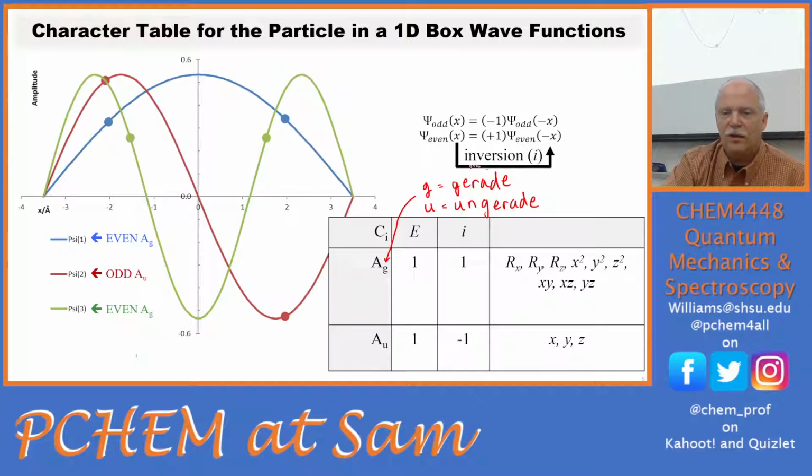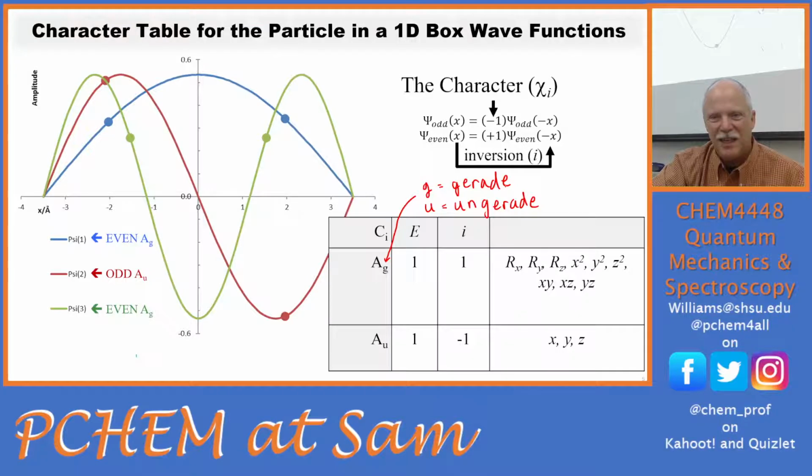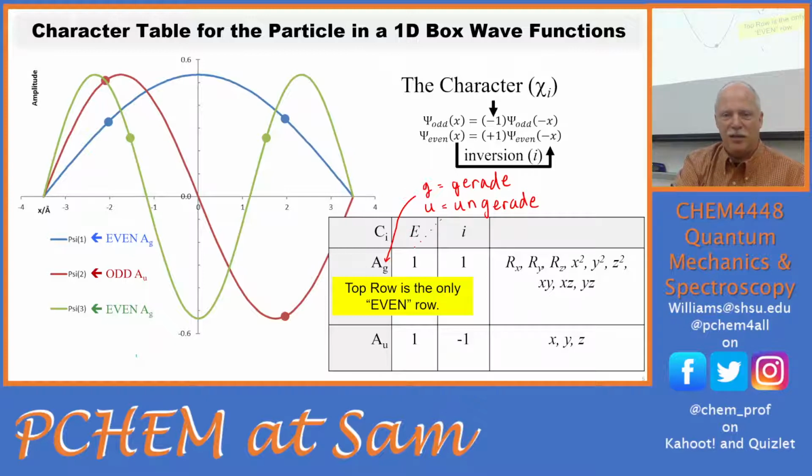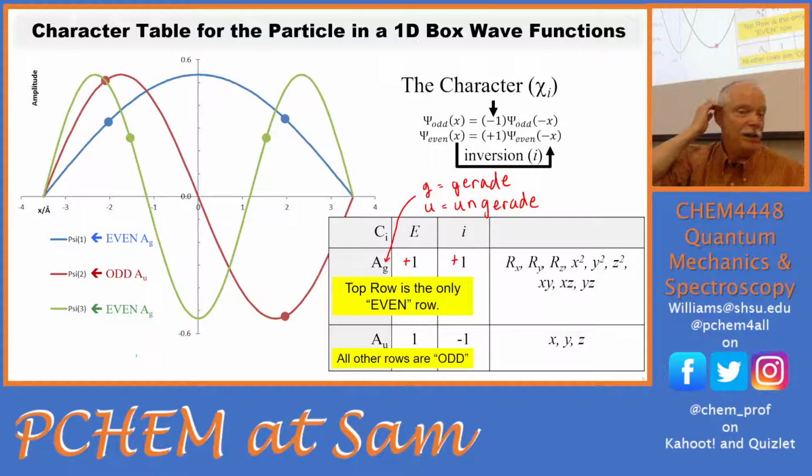What do you think that stands for? That stands for even and uneven. So now you know, here's some German. And so this top row is the even row. It's the only even row because, again, the characters in front are +1, both of them. And then down here we have this -1, and that's what makes it uneven or odd. So all other rows are odd. Only the top row is even.